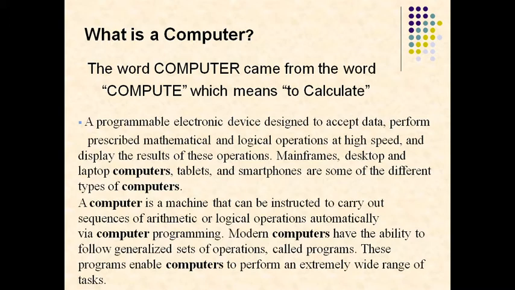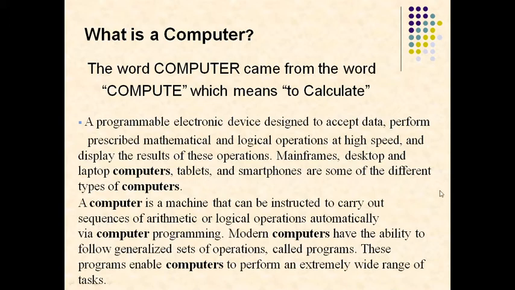So what is a computer here? A programmable electronic device designed to accept data, perform prescribed mathematical and logical operations at high speed, and display the results of these operations. The examples of computers are mainframes, desktops and laptops, tablets, and smartphones, which are some of the different types of computers. Okay, so this is about the definition of computer.